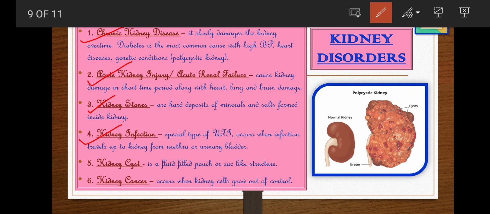The fifth disease which we are going to discuss here is kidney cyst. A kidney cyst is a fluid filled pouch or sac like structure. These are different from the genetic condition, polycystic kidney disease, that causes the formation of numerous cysts that damage the kidney. The exact cause of a simple kidney cyst is not known. They may be acquired when injury or damage to the kidney is caused.